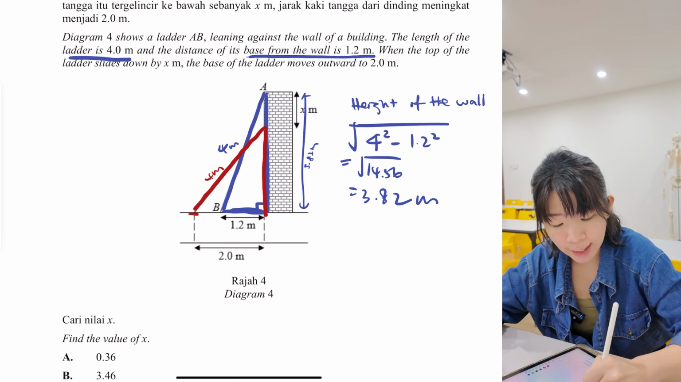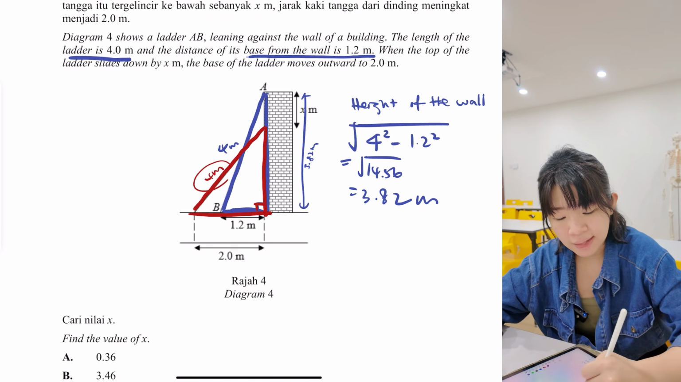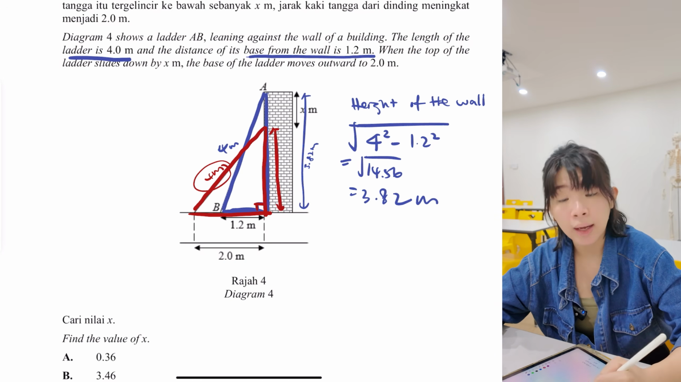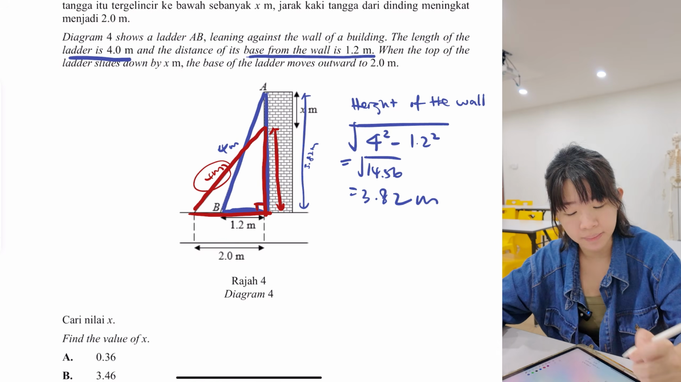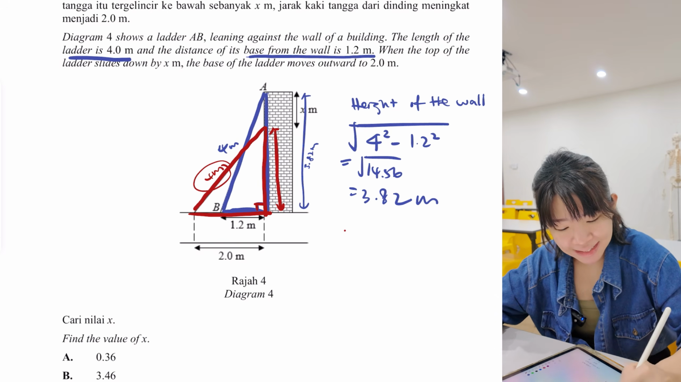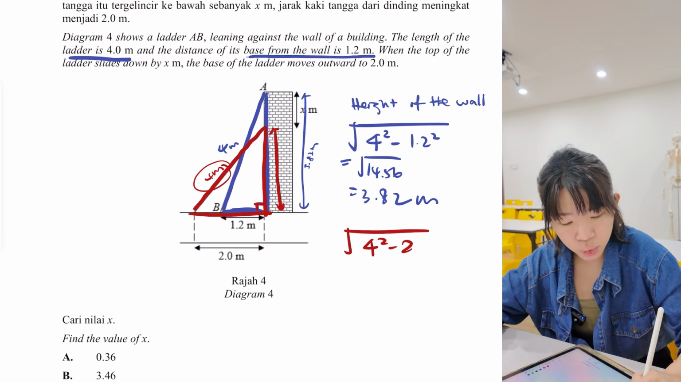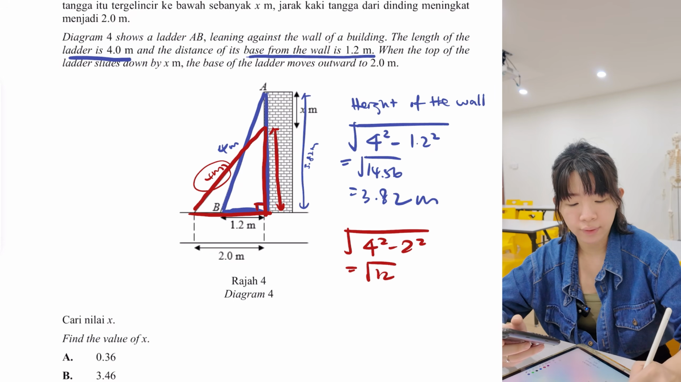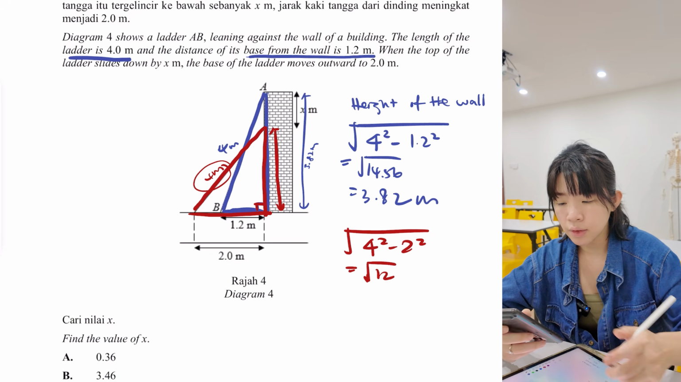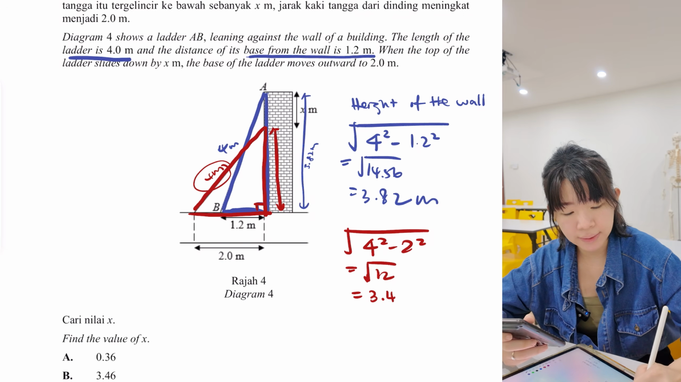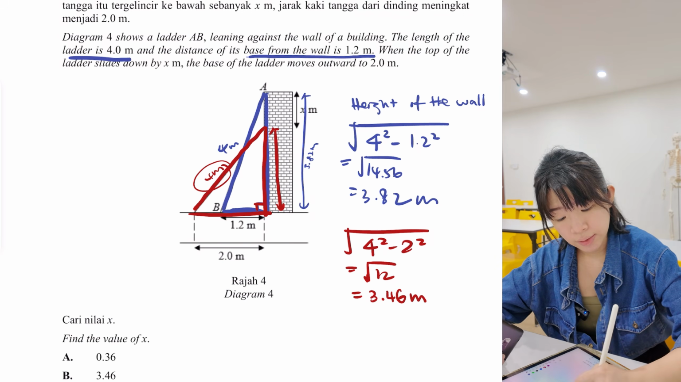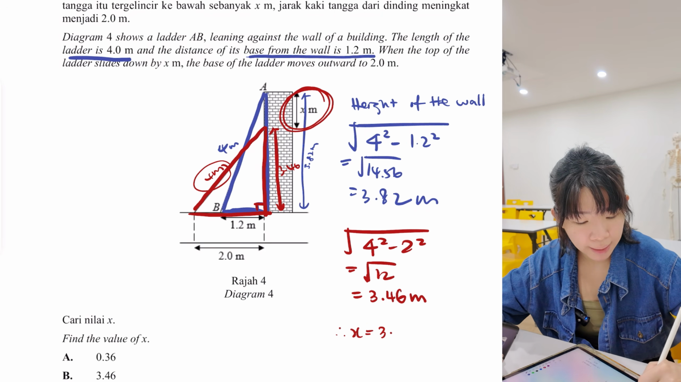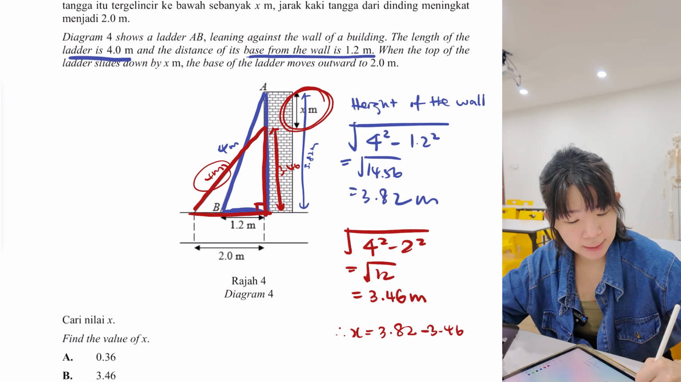Next, when the ladder slides down, this is still 4 meter. We have another right angle triangle. We also have two information, 4 meter and 2 meter. So what do we need to find? We need to know the height here. Again, it's just Pythagoras theorem. So square root of 4 square minus 2 square. So square root 12. Square root 12 is 3.46 meter. So at the end, to find x, you just have to minus 3.82 minus 3.46.